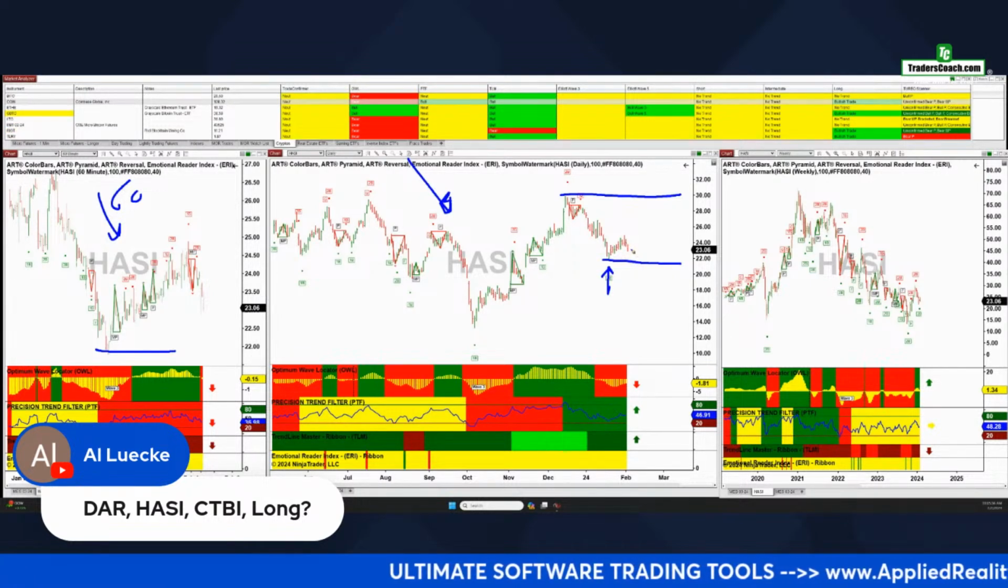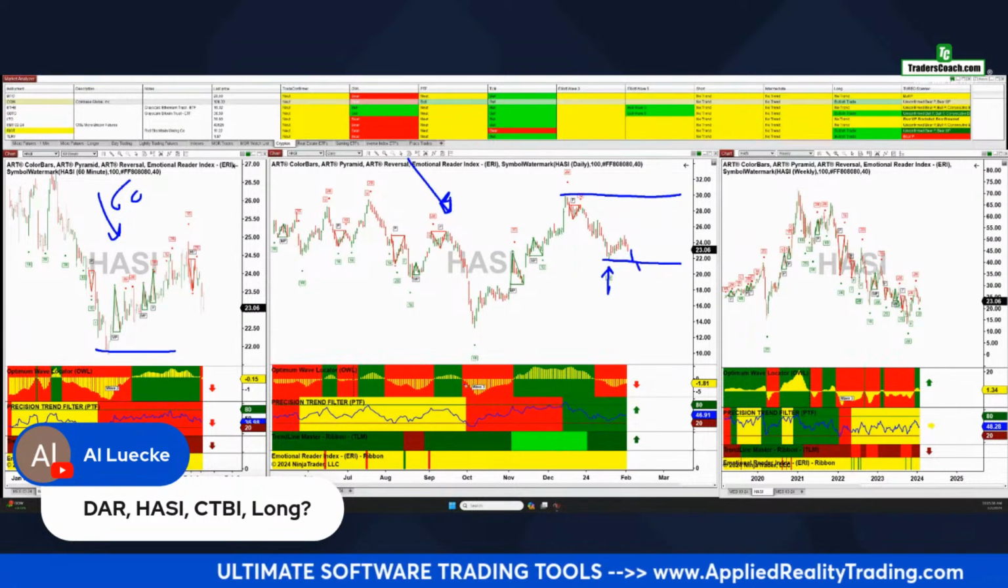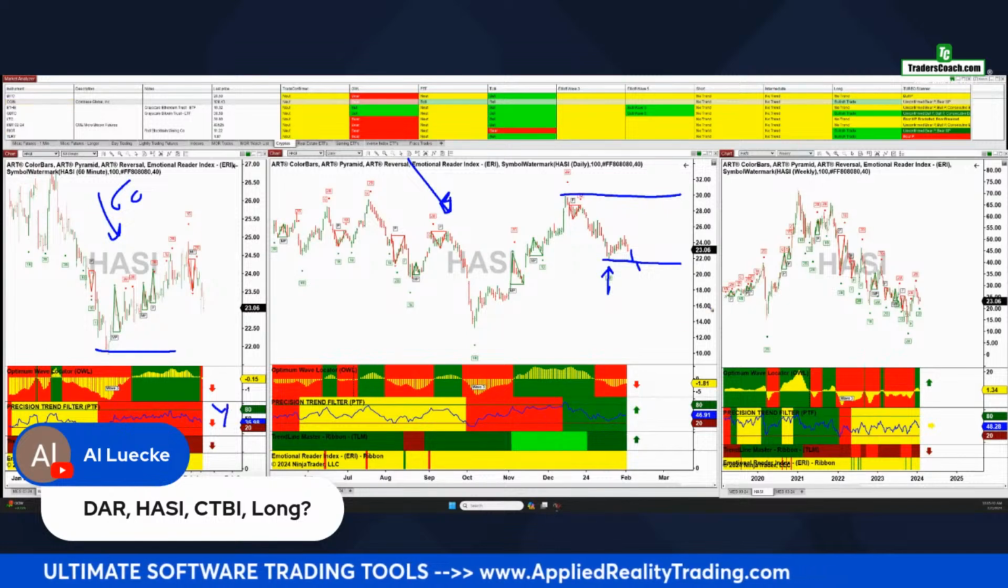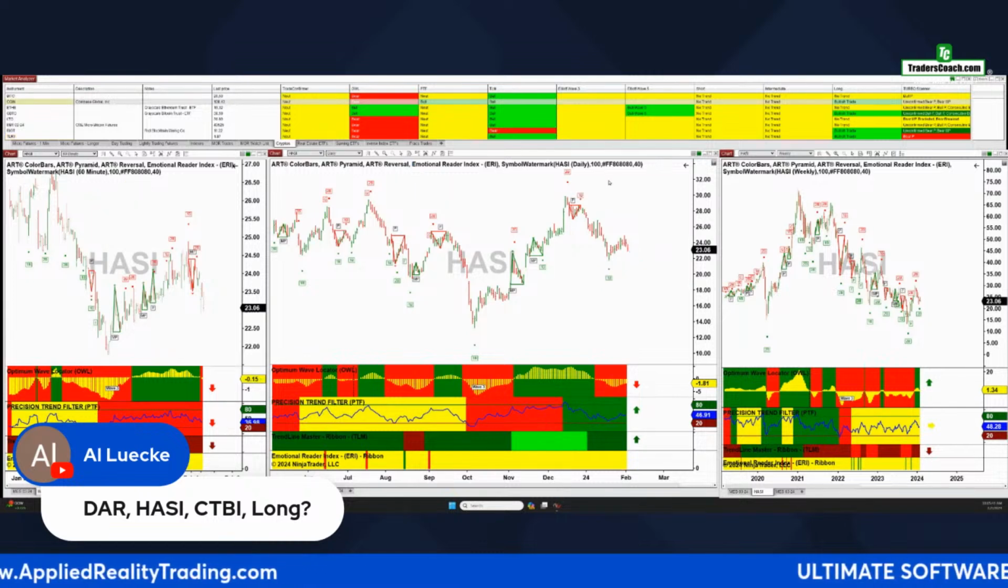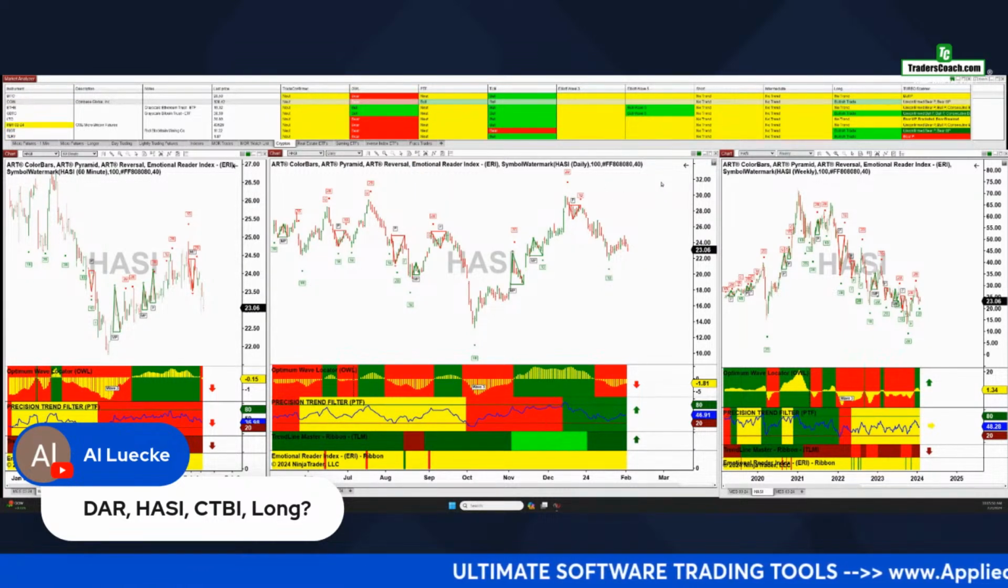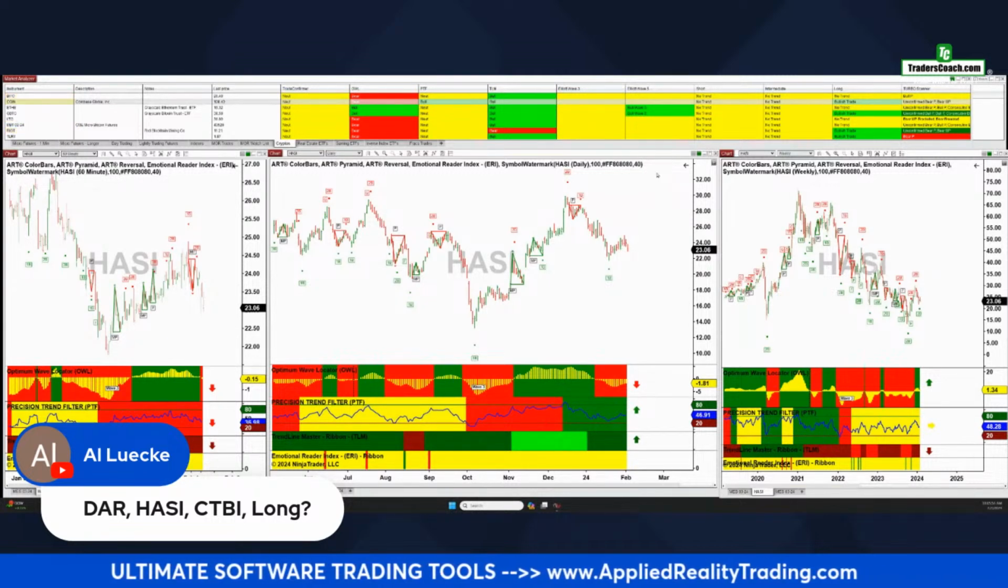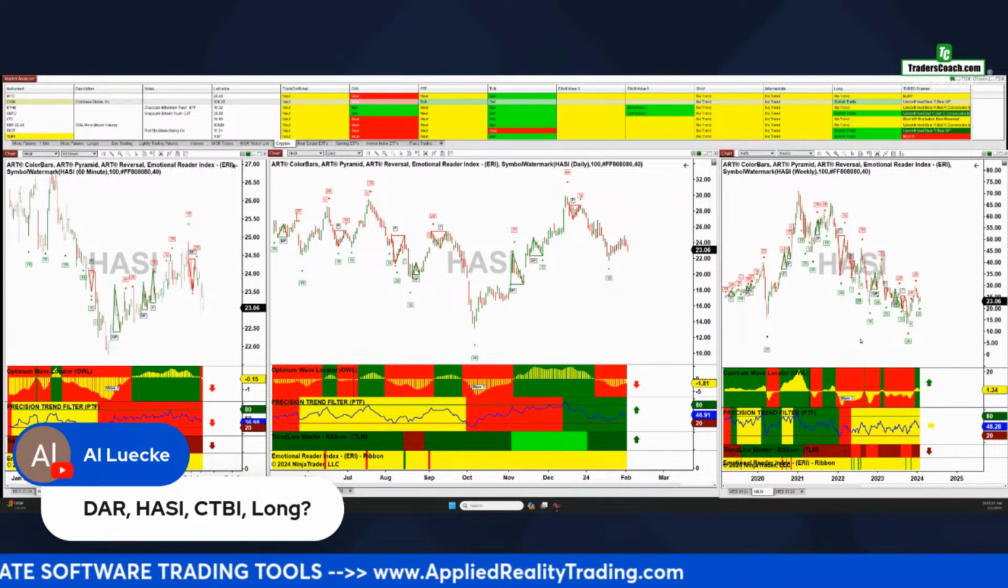So chances are we're going to go down here, make a new bottom. If this turns yellow and goes neutral, then we start moving up and this turns green, then that might be quite a good trade, PTF trade. All right. So we can put this one on a watch list for a possible PTF trade. So let's take a look at that one next week. Okay. All right. And CTBI.